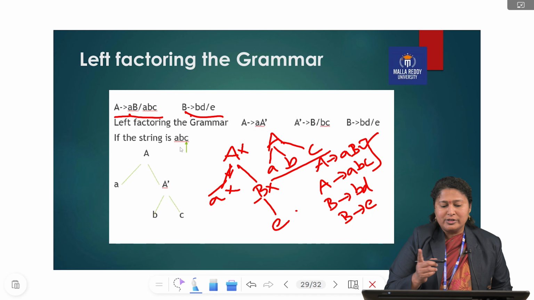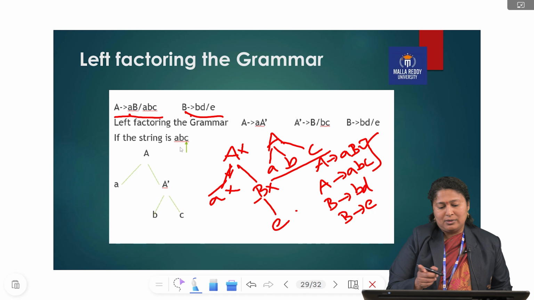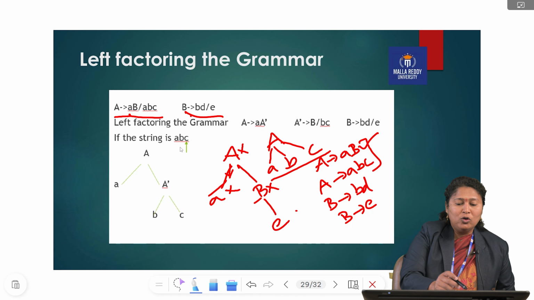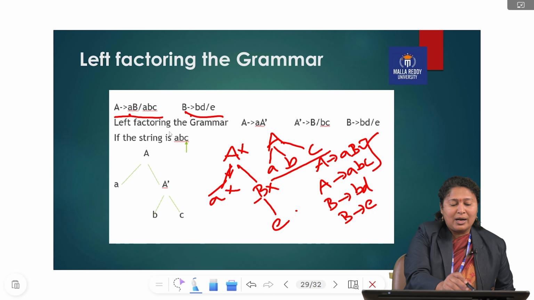If a string consists of more terminals and statements, then it will take more time. So for that reason, what we need to do? We need to left factor the grammar. So how are we left factoring the grammar?